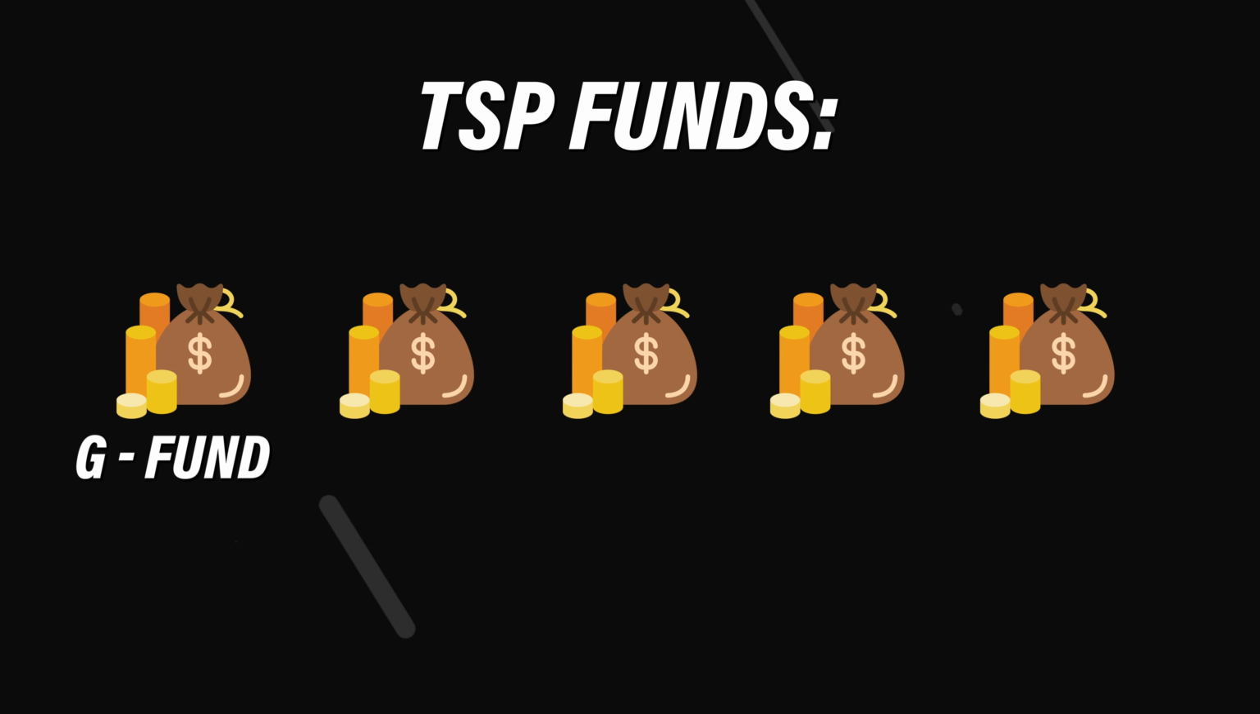Number 2, the investment options within the TSP are limited, right? Let me tell you how that works. Within the TSP, you have 5 individual funds. You got your G fund, that's government bonds. You got your F fund, that's corporate bonds, right? Those are the only 2 safe funds, right?